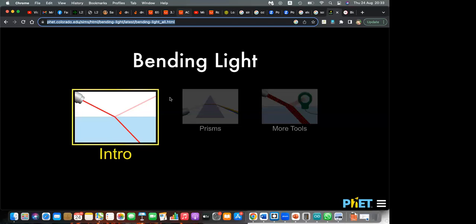I will keep that for you as homework. What do you need to do? Please access this URL. I have sent this already. This is from Colorado University. Then do some experiments. There are interactive animations. You can do experiments with them and understand why light is bending when it is passing through some media. Are there any occurrences where it is not bending?